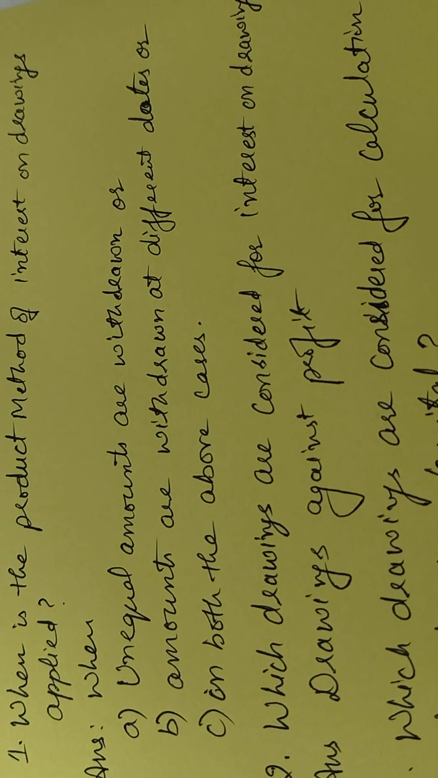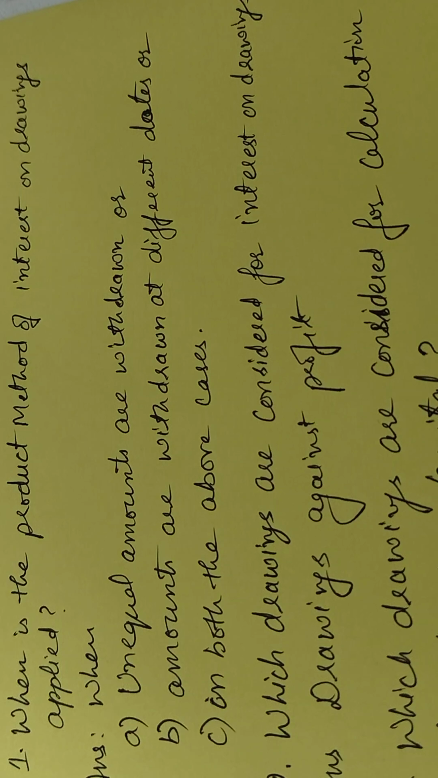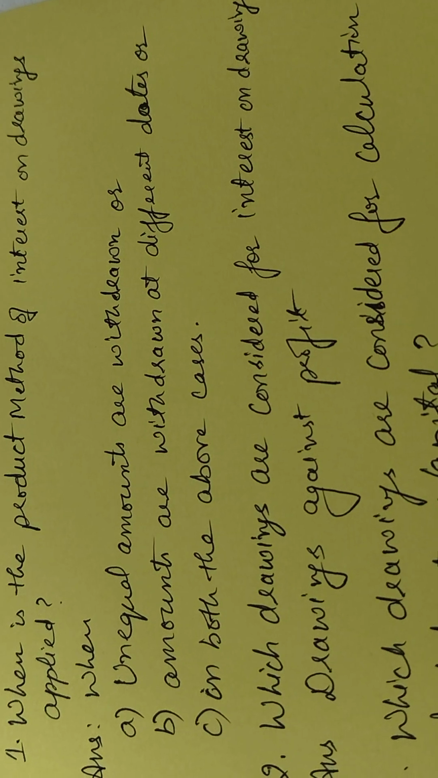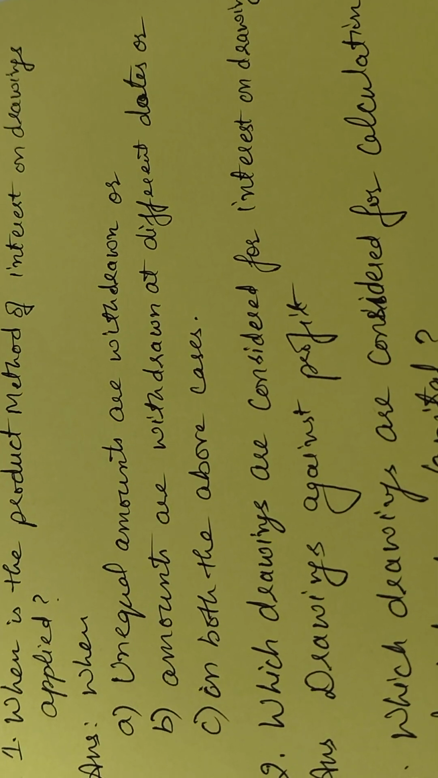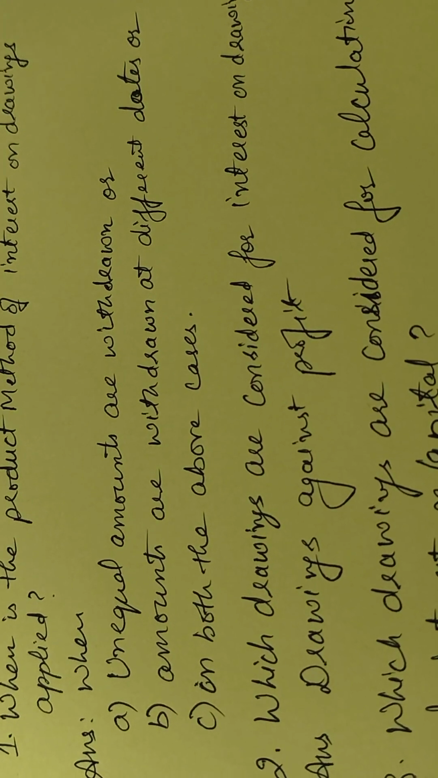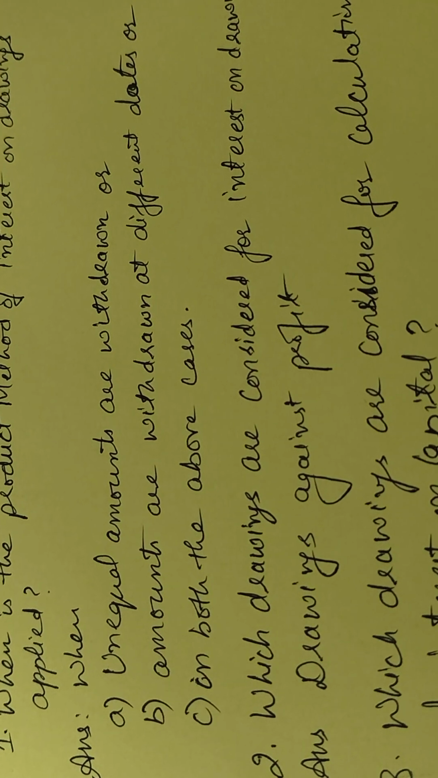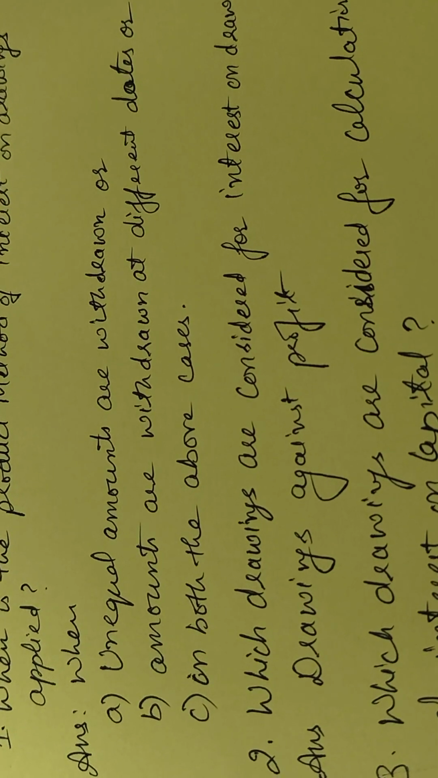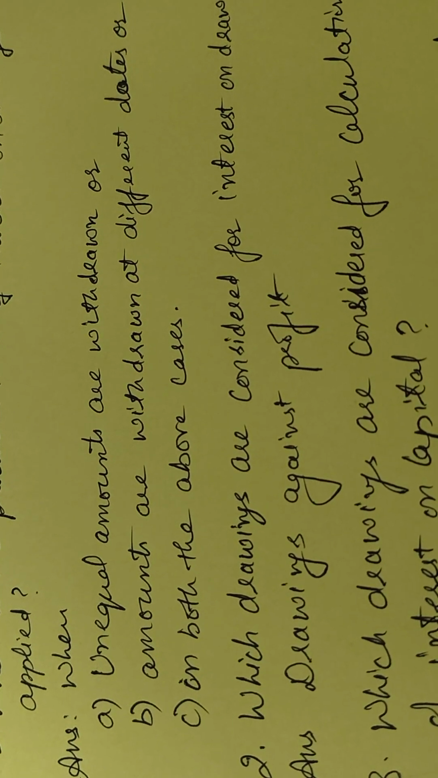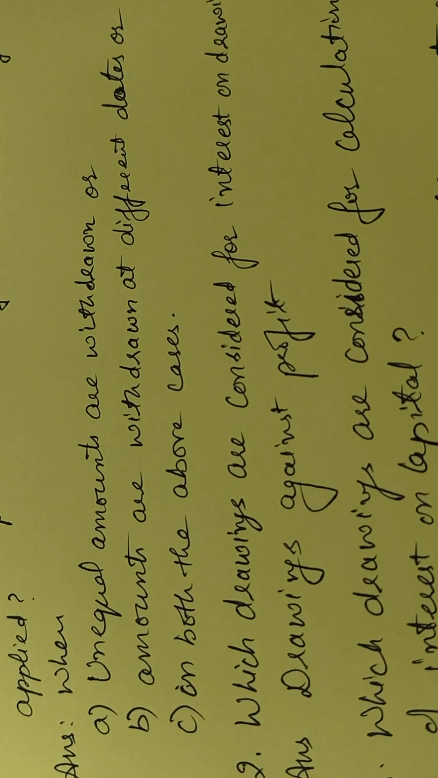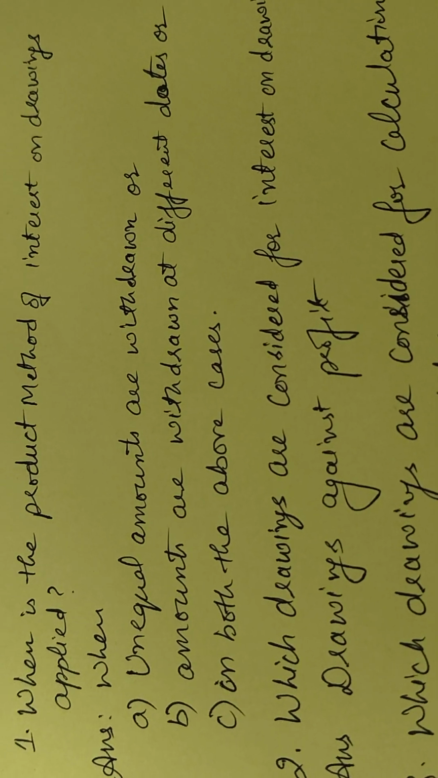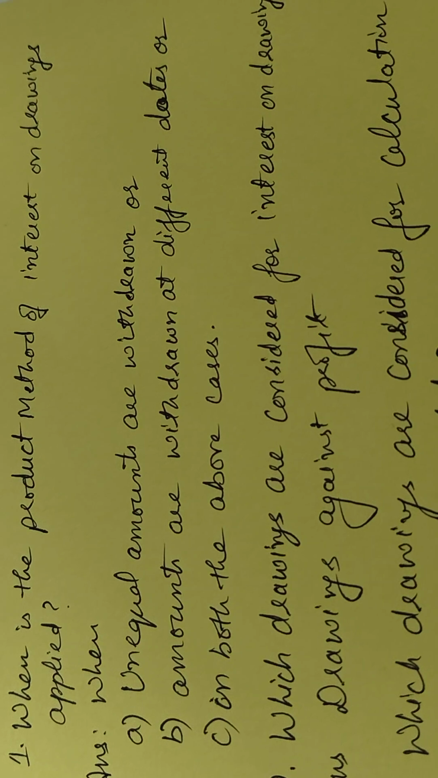But if in the question you are given unequal amounts withdrawn by the partner, that their drawings are different. Suppose at the beginning of April 1, he is withdrawing rupees 1500, on let's say the 1st of May, he is withdrawing 1800, and then on 1st of July he is withdrawing 2500. So different amounts are withdrawn at different dates. Either both of them are required or any one of them. In that very condition, the product method of interest on drawing is applied.